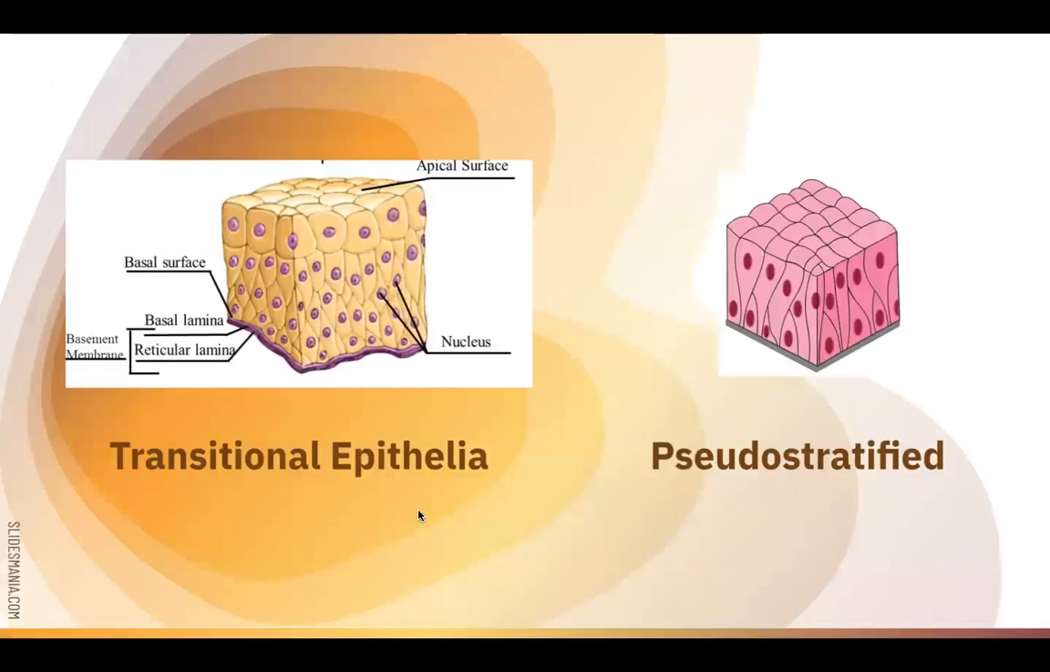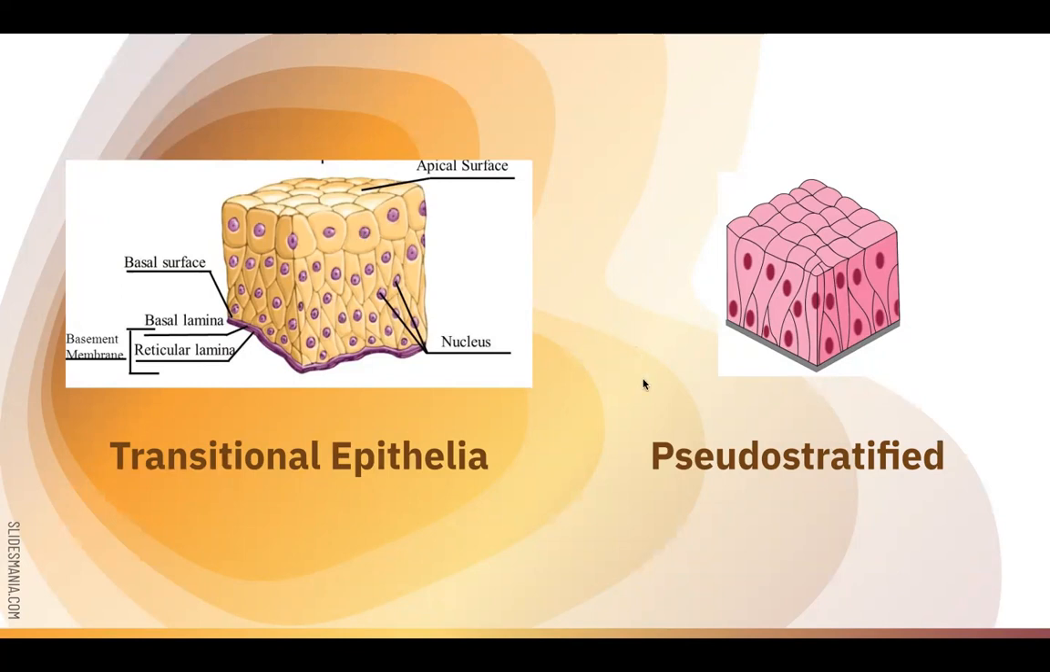With this, there are also more specialized types of shapes, I guess. So there is transitional epithelia, which can either be smaller to larger from the bottom to the top, or larger to smaller from the bottom to the top.